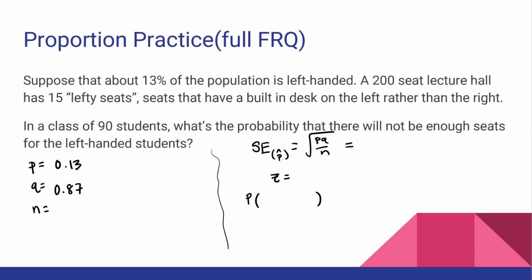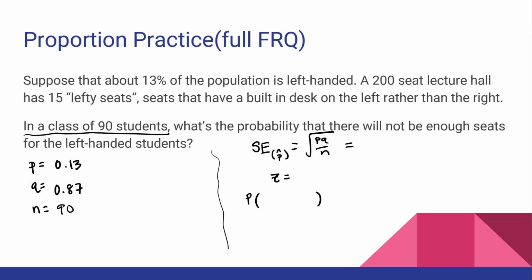And then N, that is the size of the sample that we're taking. That is here. So our class is our sample now. So in a class of 90 students, what's the probability, blah, blah, blah. So our sample size is 90, because we're looking at 90 students. And we want to know the probability that there will not be enough seats for the left-handed students. Now that we have our important numbers, we can actually solve this problem.